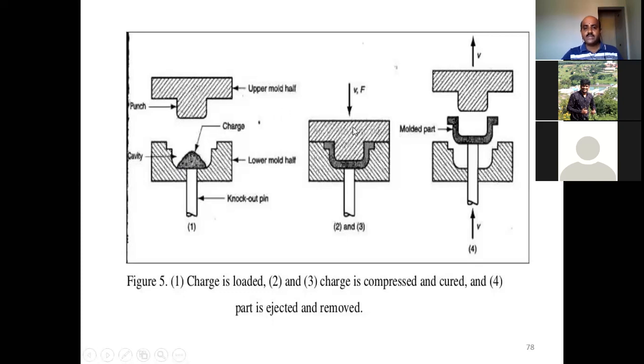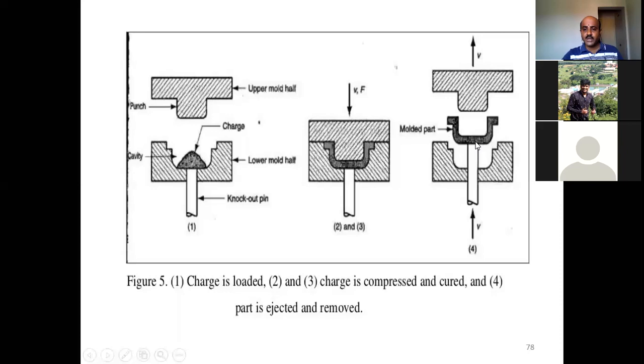And when you move to the second step here, the upper mold part will move towards and go into the cavity and compress it. Once it compresses, the charge will fill the shape of the mold. So you can see the molding shape that you are getting here, and it gets cured. Then the step number 4. So here your charge is compressed and it has been cured for some time.